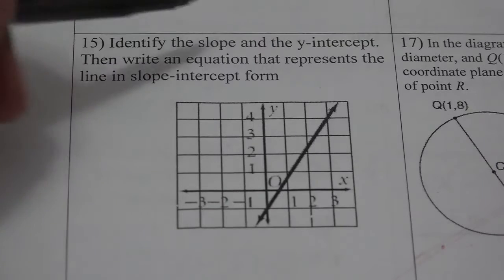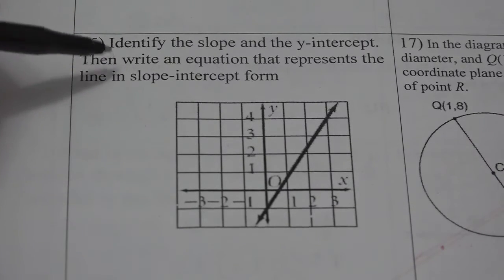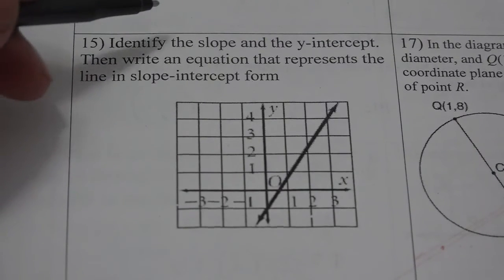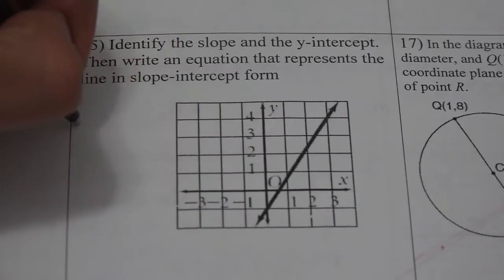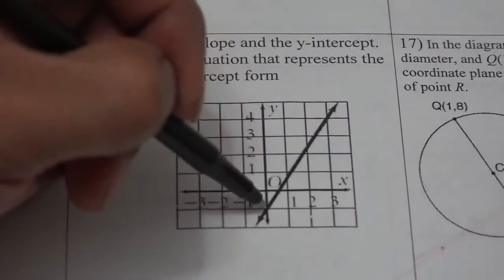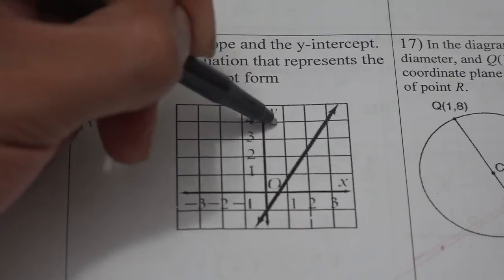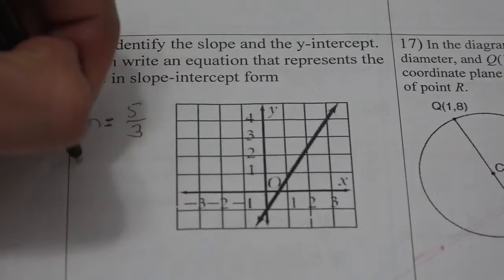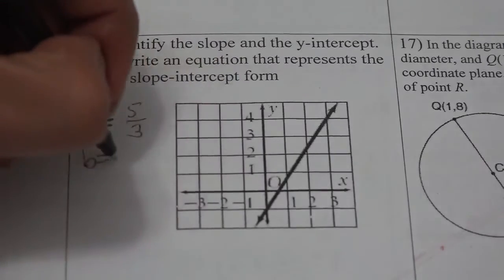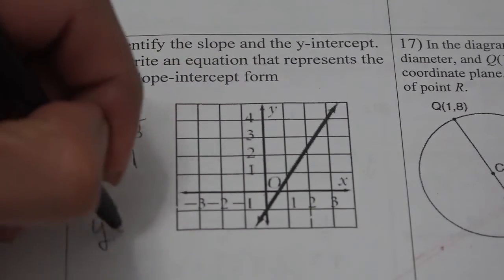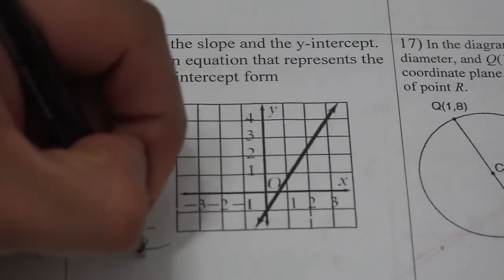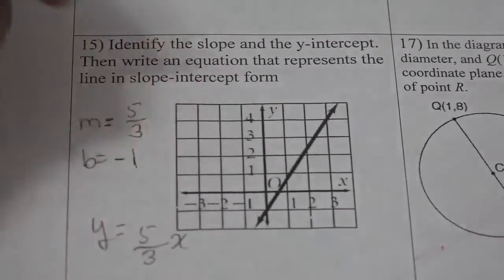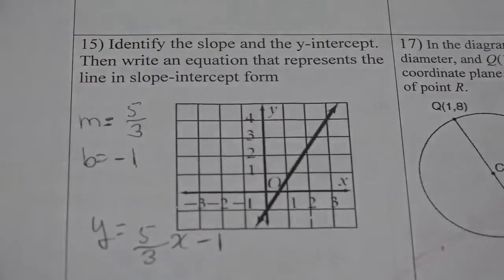Okay, identify the slope and the y-intercept, then write the equation that represents the slope-intercept form. So the slope is 1, 2, 3, 4, 5, 1, 2, 3, so positive 5 over 3. The y-intercept is negative 1. Your equation is y = 5/3 x minus 1.